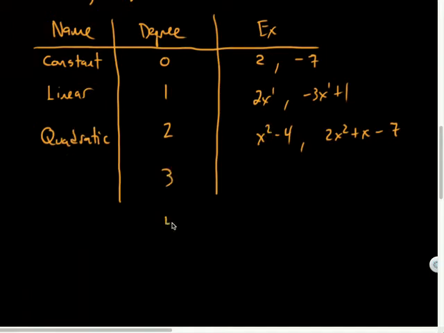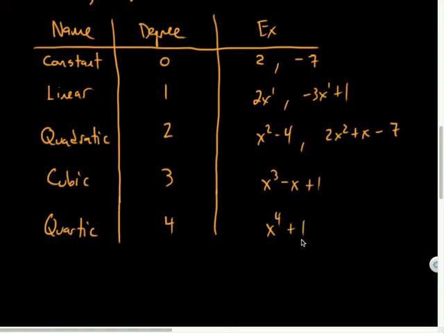Let's see, 3rd degree, 4th degree. We'll hit that. So a 3rd degree is called a cubic, and a 4th degree is called a quartic. Right, so that'd be like x cubed minus x plus 1, something like that, or x to the 4th plus 1, something like that. So those are all names based on the degree of the polynomial.